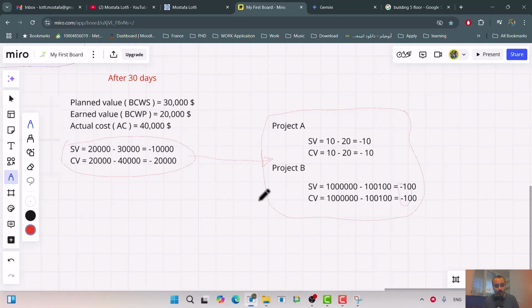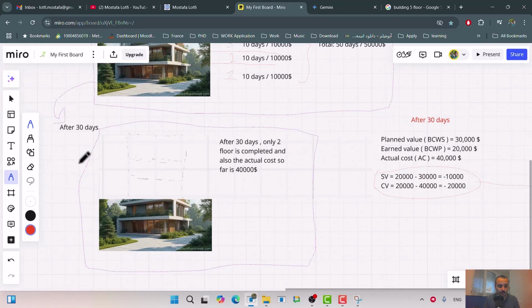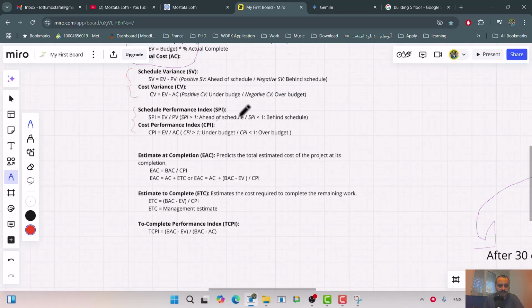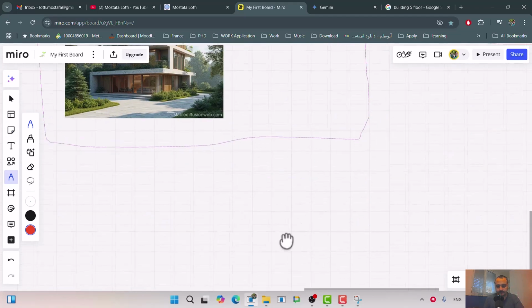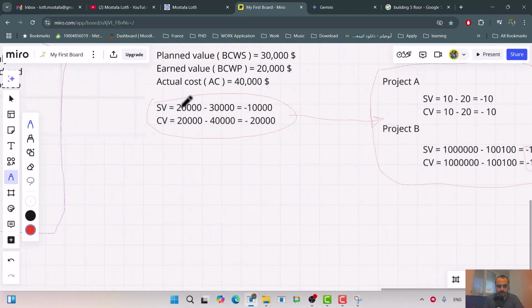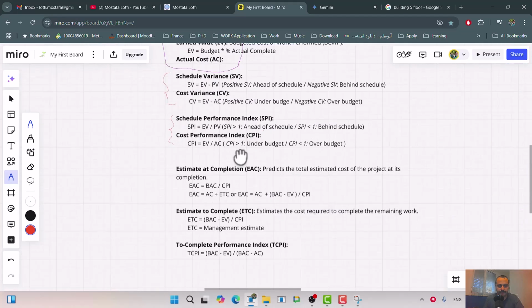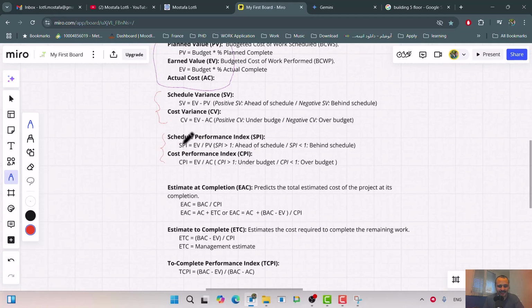SV and CV is useless. That's why there are other KPIs that we now want to focus on, which is the second group, SPI and CPI. If you look at the formula, SPI is similar to SV. If you remember, SV is earned value minus planned value. SPI is earned value divided by planned value.